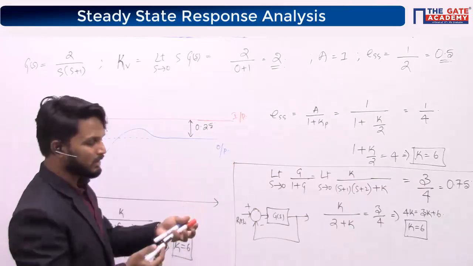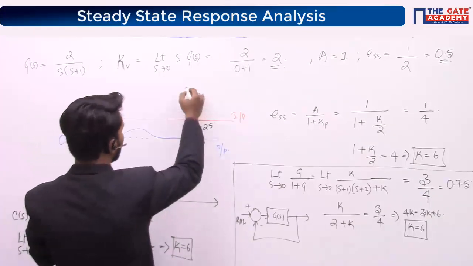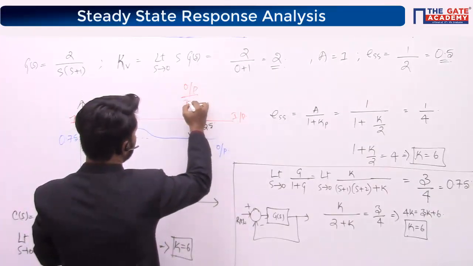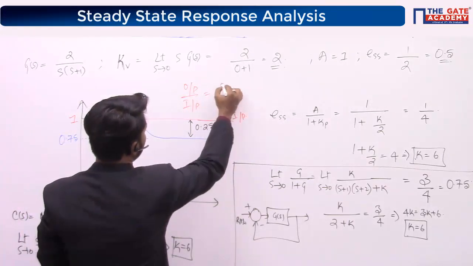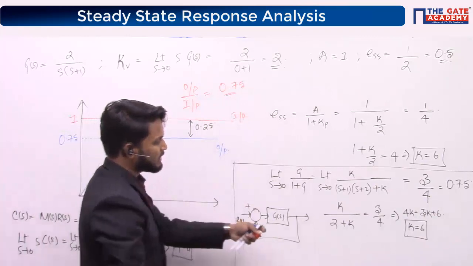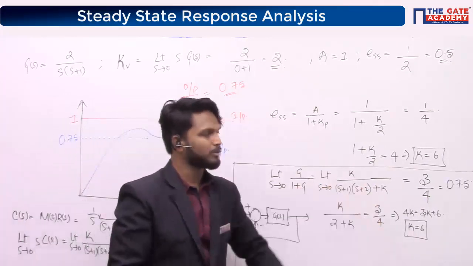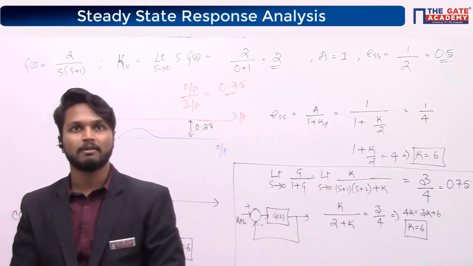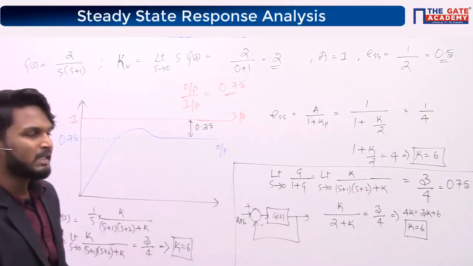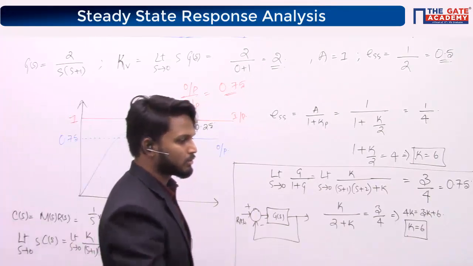So I'm calculating the ratio of output to input. Ratio of output to input is nothing but gain. So how much did I get? That is 0.75. The DC gain of this system is 0.75. I've equated the DC gain to 0.75 and I got the K value, right? So all these are approaches for this particular problem. You can use any approach.